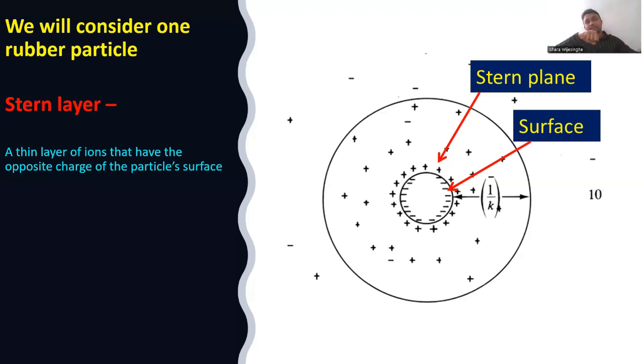Then that field is limited within a particular area. Beyond that, that field does not work. The same thing happens here. So this is called the Stern layer or Stern plane.